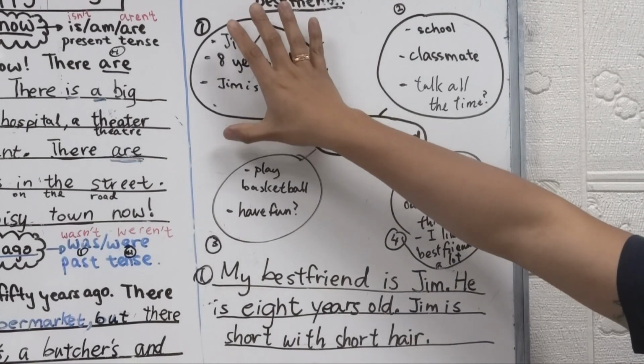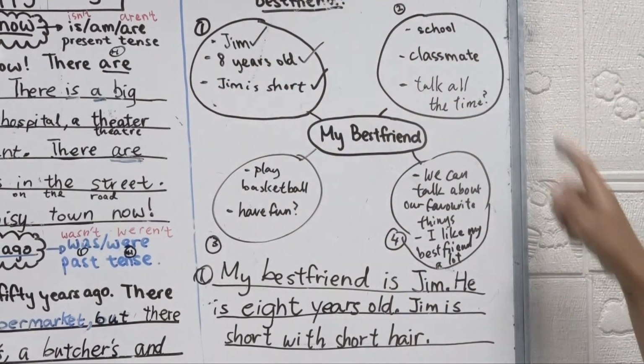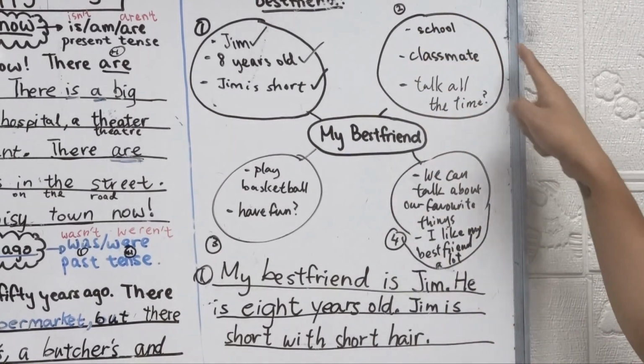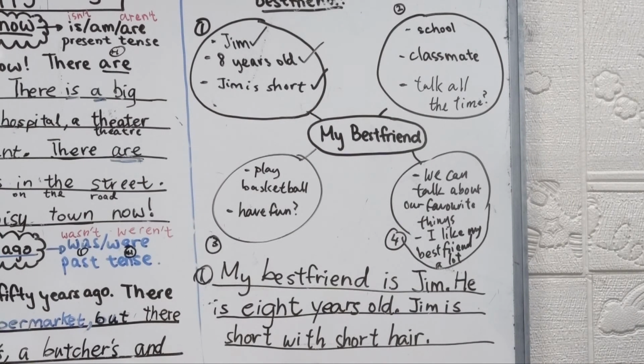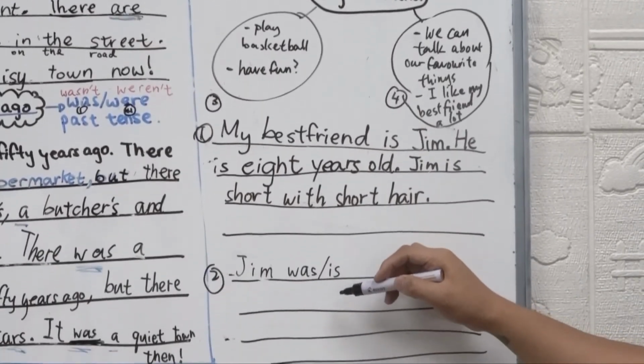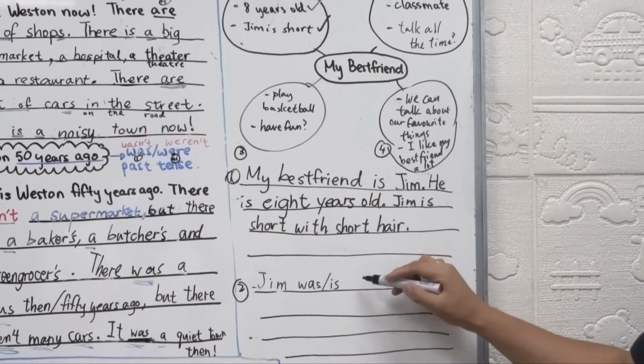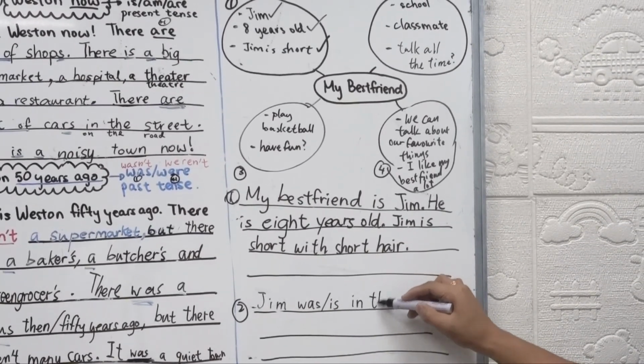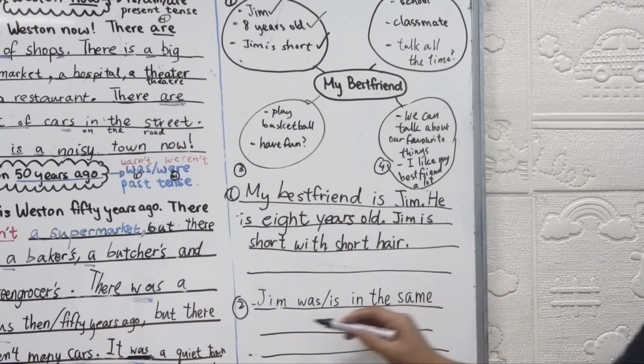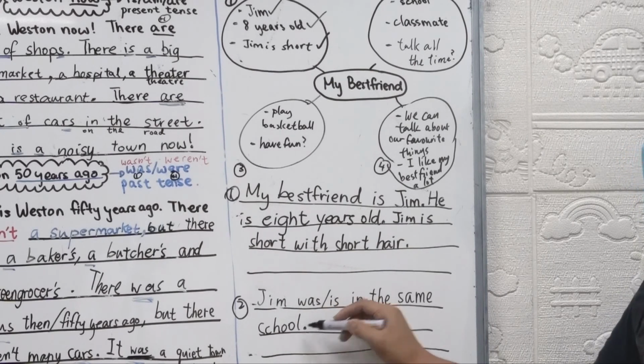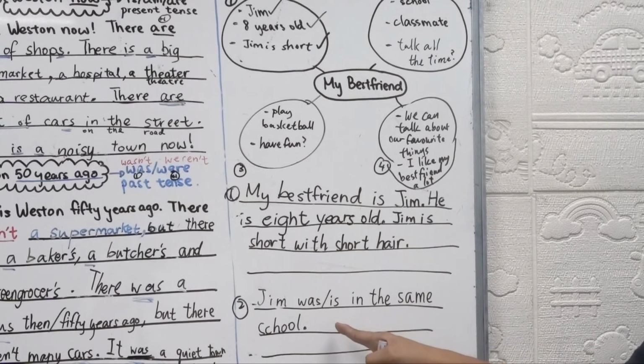So after paragraph 1, right, we need to write paragraph 2. And how do we start this one? All right, for example, where did you meet your best friend, right? So you can say, I met, or Jim and I became, maybe let's use past tense. Jim was or is, right? Depends if until now, is Jim still in your school? Yes, then you use is. Is Jim no longer in your school? No, he already moved to a different school, right? Then you use was. Jim is or was in the same school. Full stop.